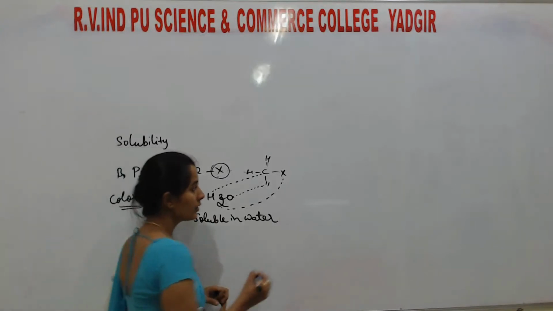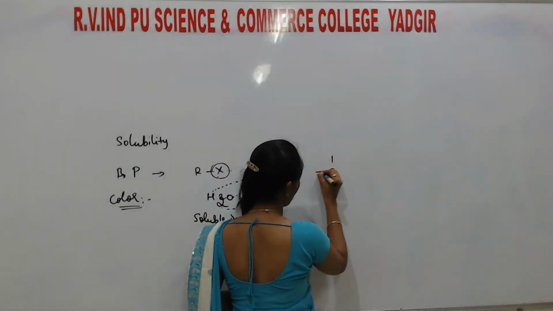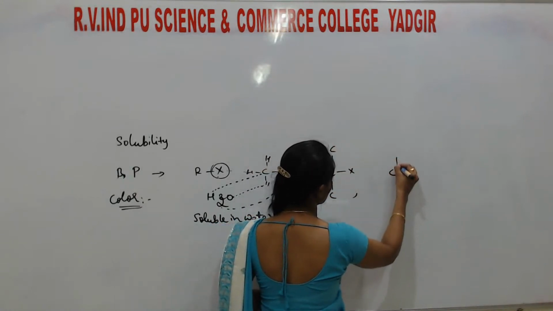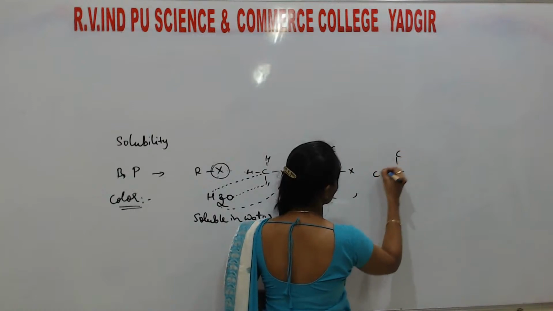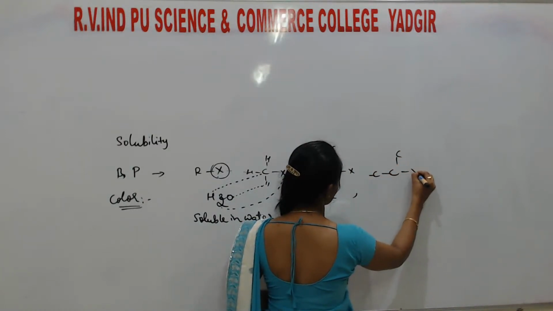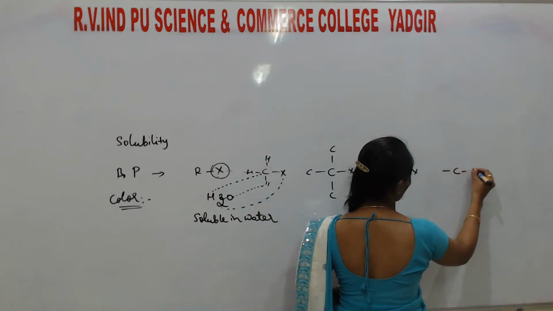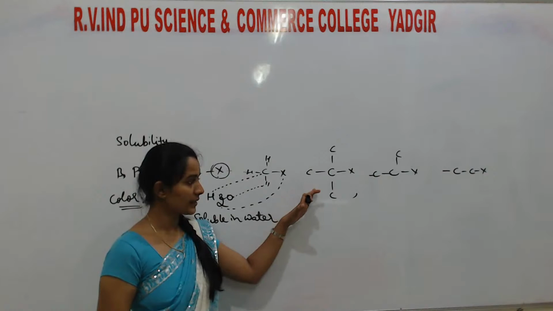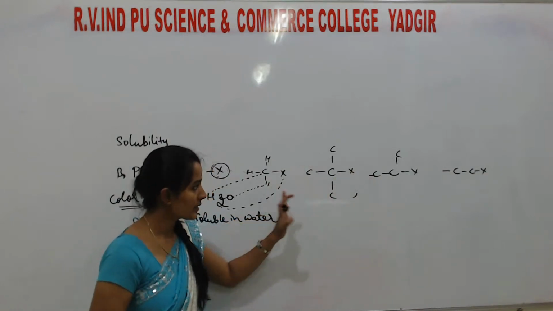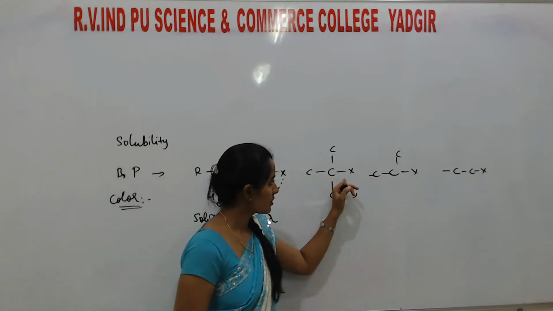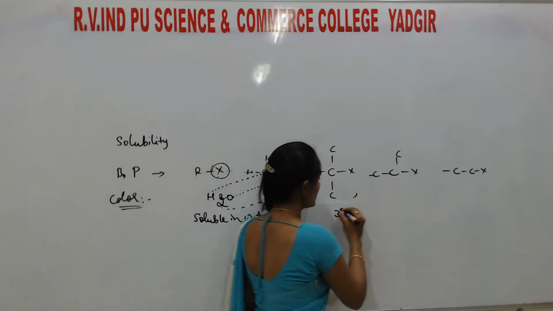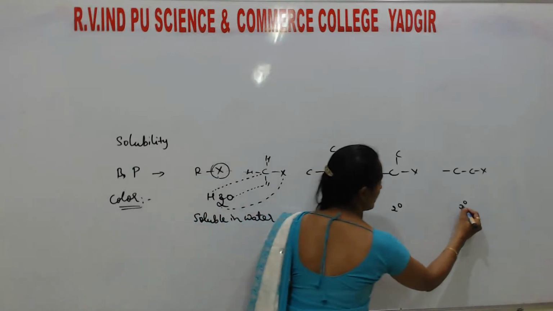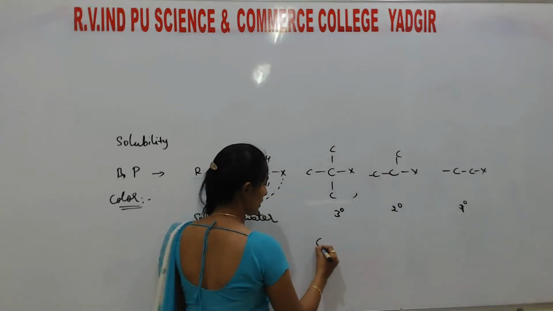But in that, this is tertiary, this is secondary, and this one is primary. I didn't write H here, so I didn't satisfy the valency of this carbon. I simply wrote this is tertiary, this is secondary, this is primary.